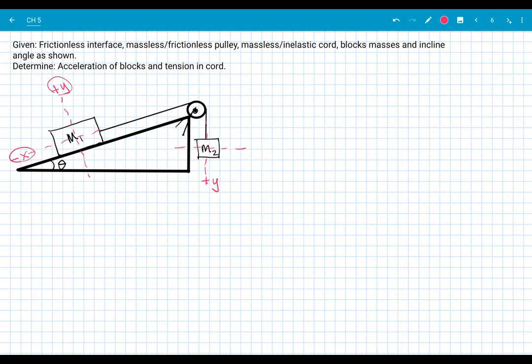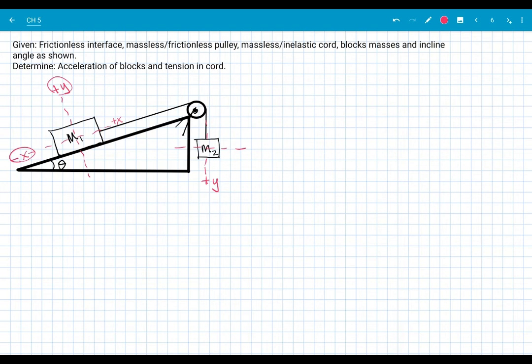So that's a choice. If it helps you, I can put the positive x this way here. So you can see that's to the right for block one, and then the positive y is downward for block two. If it really bugs you, you can call that positive x downward for block two, but I like to really reserve y for vertical and x for horizontal. Okay, so we've got that down.